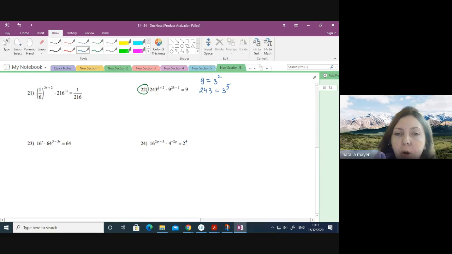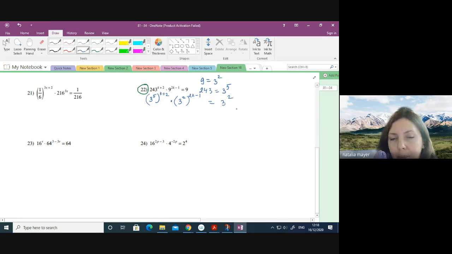So what we need to do right now, we have to replace each number with the corresponding power of 3, right? So 243 is 3 to the power of 5. So you just replace it with 3 to the power of 5 and keep the other exponent, which is k plus 2. Times, now I have 9. So instead of 9, I'm going to put 3 squared and keep the other exponent, 2k minus 1. And finally, the other 9 on the right side is 3 squared. Now it's becoming much easier to deal with, right?